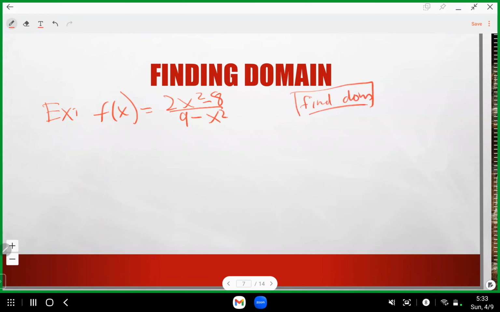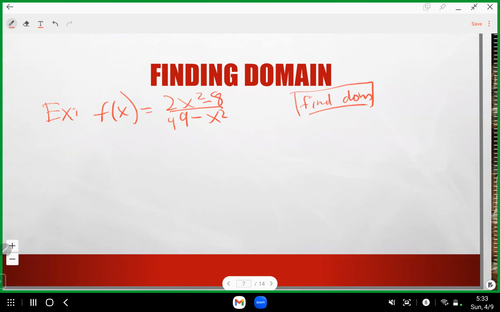So to find the domain, you have to see what values x cannot be, and x cannot be 7. So the domain is that x cannot be 7.